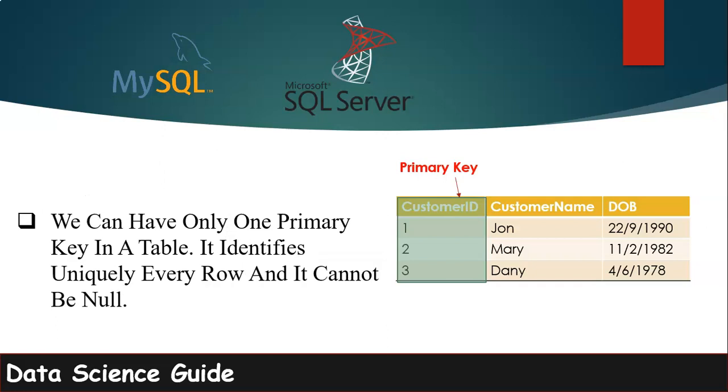And of course, we can have only one primary key in a table because it identifies uniquely every row and it cannot be a null value. So there is no way to have a null value here in the customer ID.